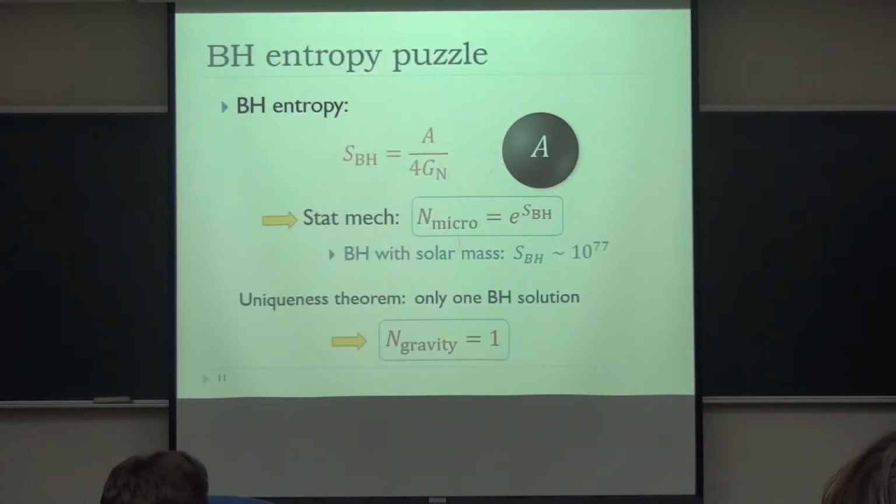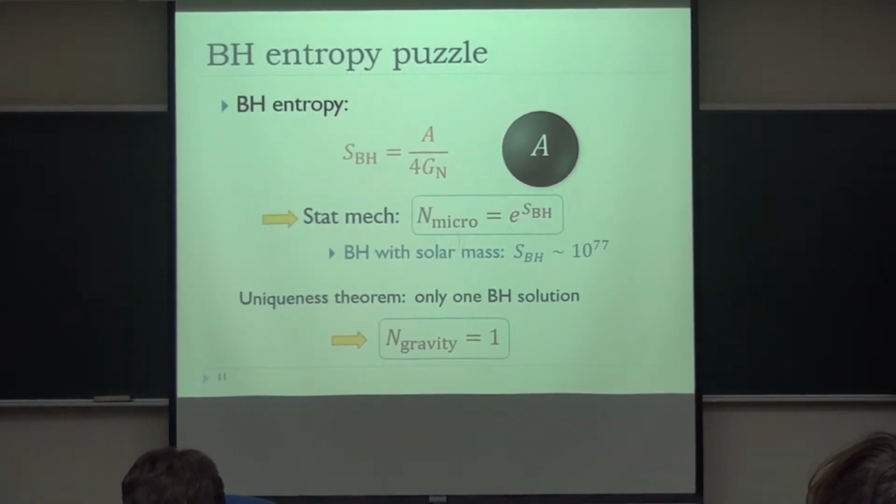One thing, for example, is the black hole entropy puzzle. Black hole entropy is, according to Bekenstein and Hawking, given by the area divided by 4G Newton. If you believe in statistical mechanics, this means that there are many microstates, given by e to the black hole entropy. For a black hole with solar mass, this number is like 10 to the 77. So the entropy, sorry, the number of microstates is huge.